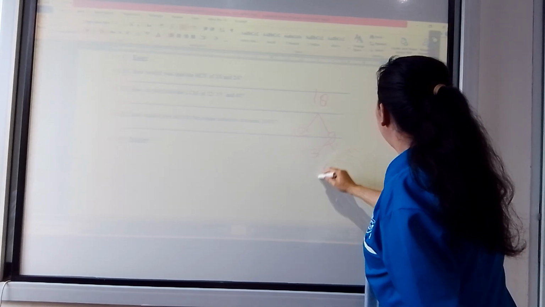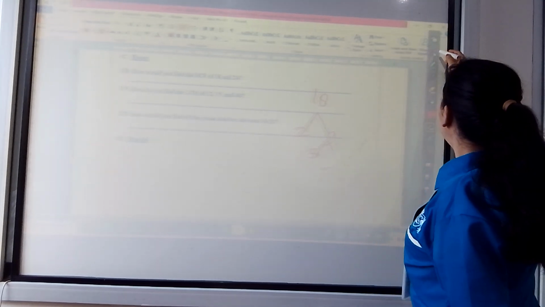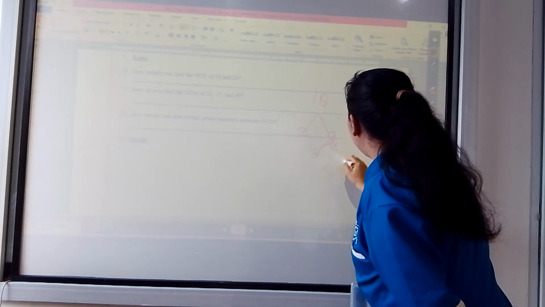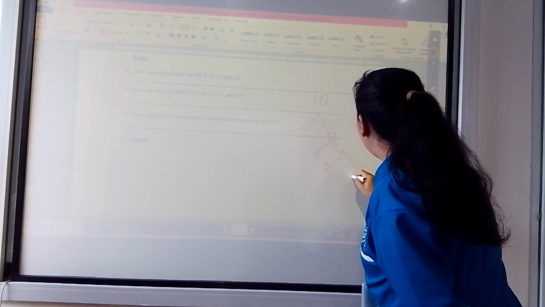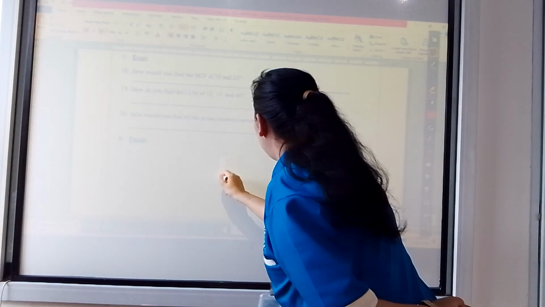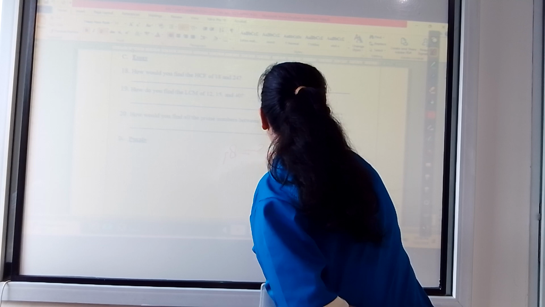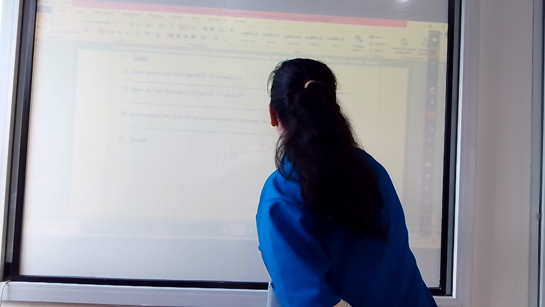I erase first. Let me. This one, the red one. Okay, and then 3, and then divide again by 3 equals 1. So 18 equals 2 times 3 squared.